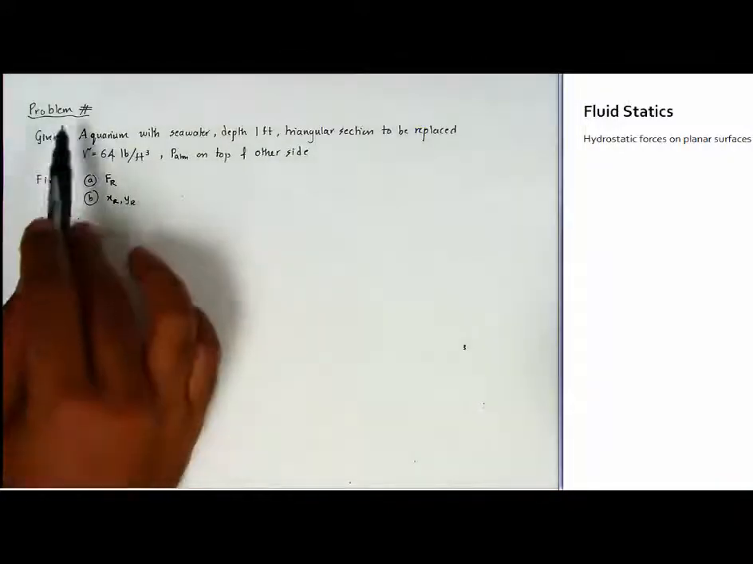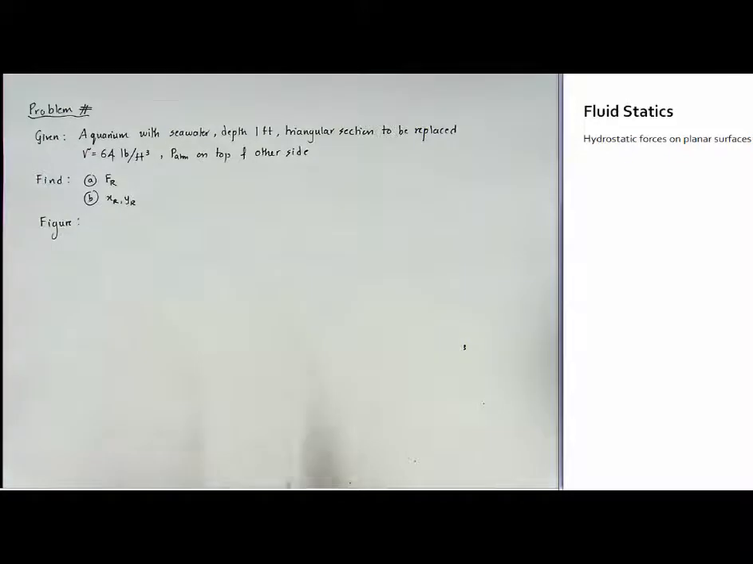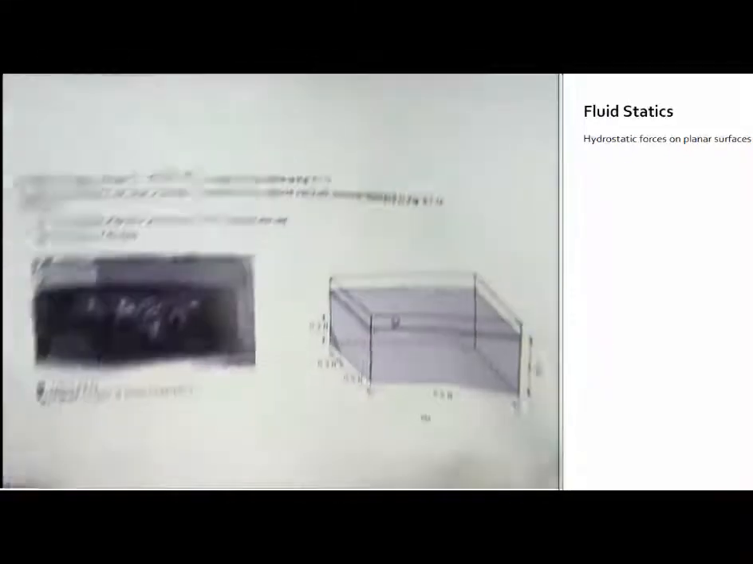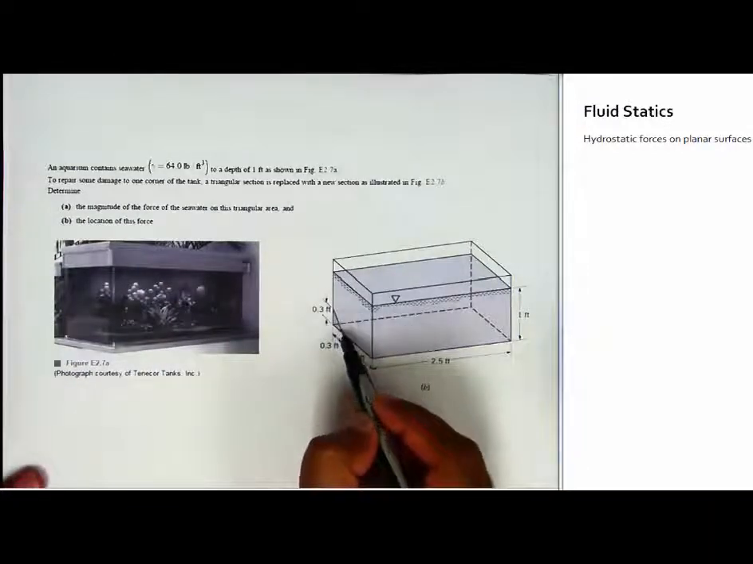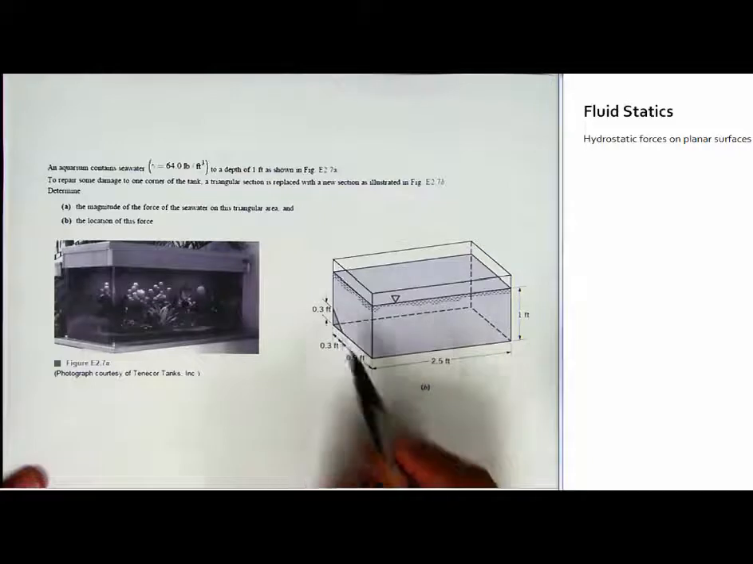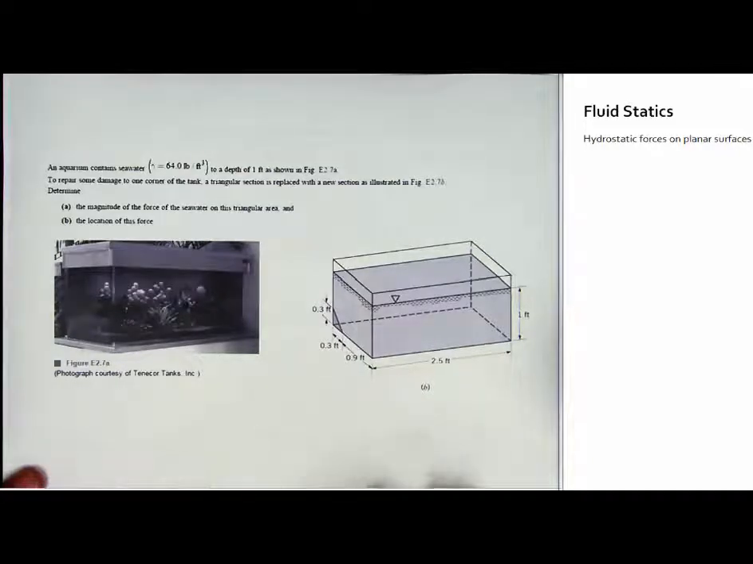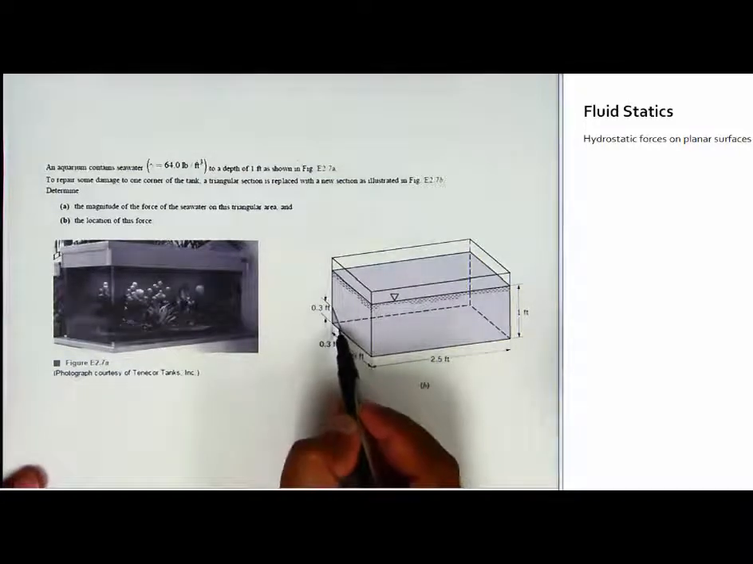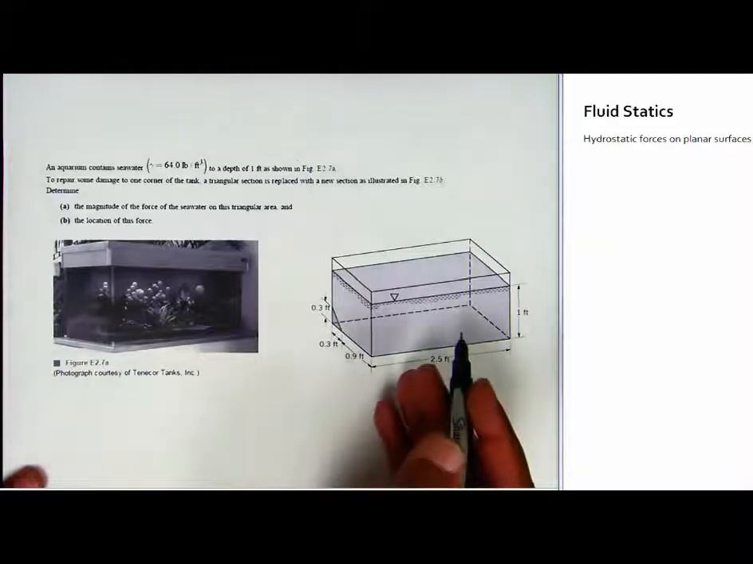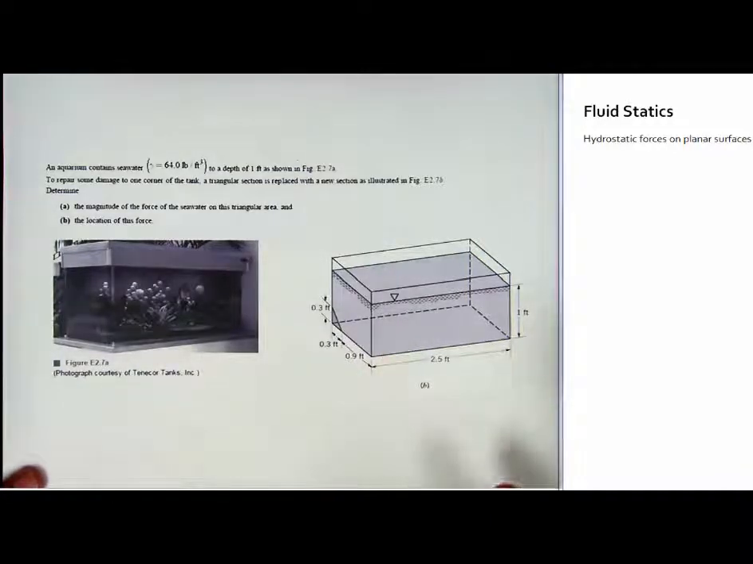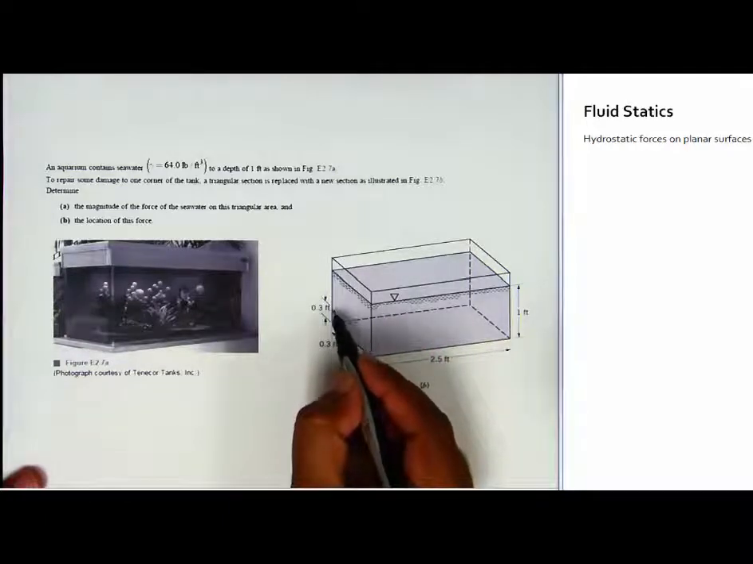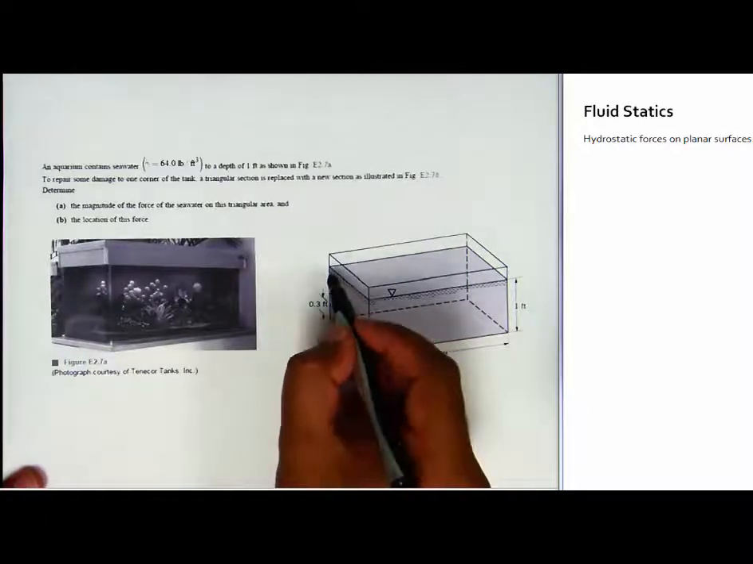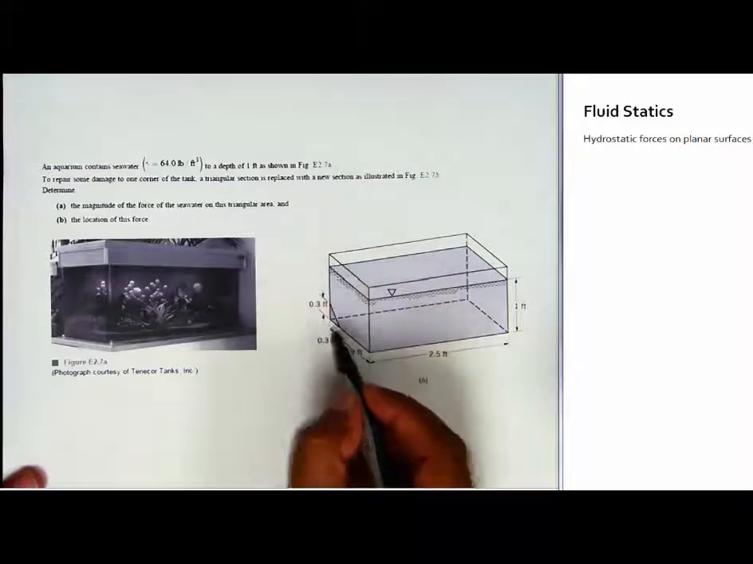As usual, we have the problem number, given, find and figure. There is no need to draw this entire figure. We are really only concerned about the force on this triangular portion. So we are going to draw that figure, and we typically draw the side view. You are looking at it from here, so you just see this edge, this 0.3 feet edge. You will see the top surface of the water, and this is on a vertical line.